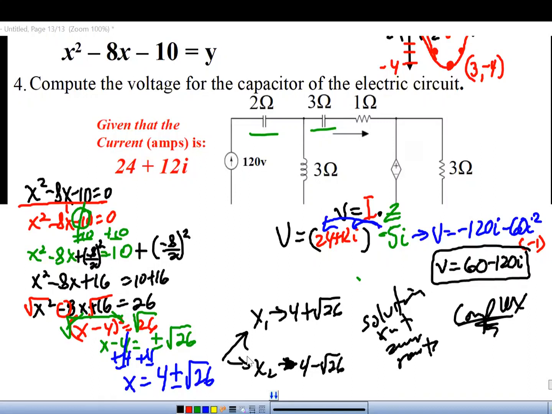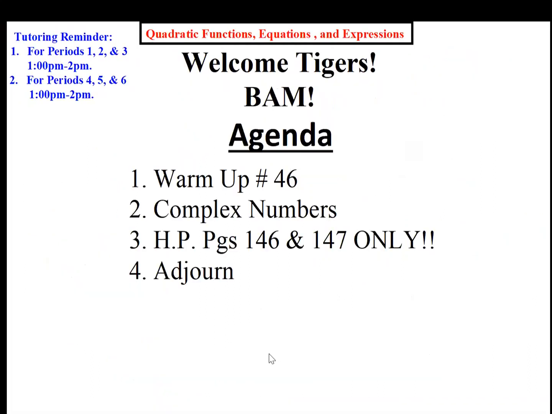So we're done with warm-up number 46. Our agenda says warm-up number 46, complex numbers, home play for tonight, pages 146 and 147 only. Heads up, the home play for tonight is very robust, just to put it in a nice way. So make sure you stay focused throughout the session, okay? So those of you that are doing whatever it is on the side, social media, or if you're among us or whatever, cut it out, my goodness.